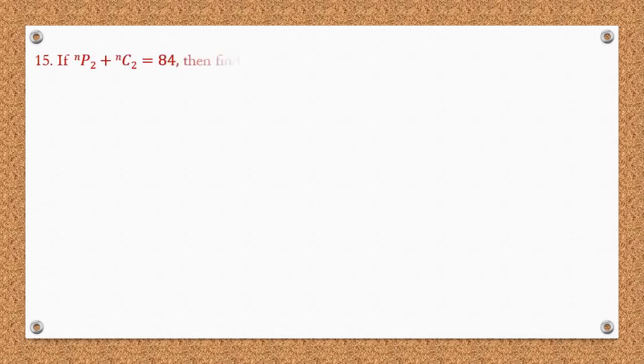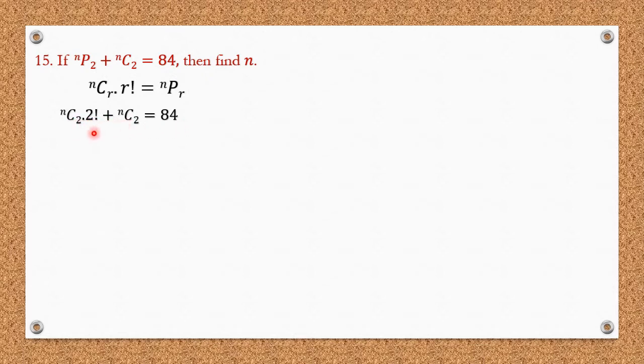Question number 15. If NP2 plus NC2 is equal to 84, then find n. Now let me remind you once again the relationship between NPR and NCR, that is NCR into R factorial will be NPR. This is something which I have already shown you in the first tutorial of the combination, that is the 6.3 tutorial. You can refer to that tutorial if you want. So if NCR into R factorial is NPR, I am just going to put this equation in the place of NP2. So that would give you NC2 into 2 factorial plus NC2 is equal to 84.